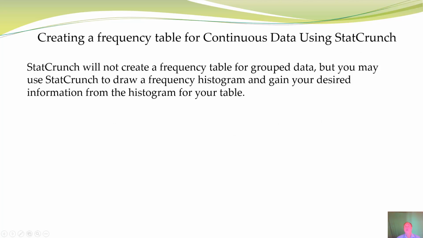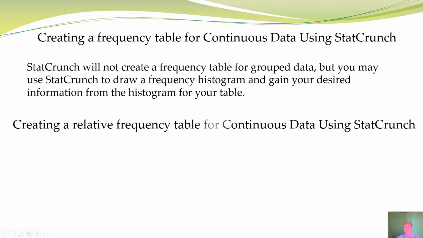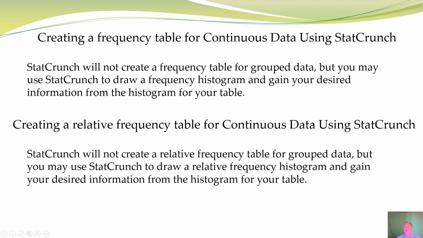Okay, StatCrunch will not create a frequency table for grouped data, but you may use StatCrunch to draw a frequency histogram and gain your desired information from the histogram for your table, which we'll talk about here shortly. Same thing with relative frequency. StatCrunch won't give you a relative frequency table for grouped data. It won't put it into groups, but you can do a relative frequency histogram and gain your desired information.